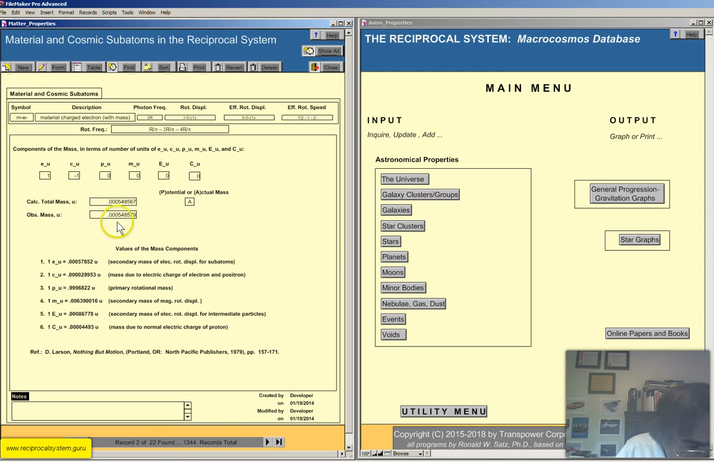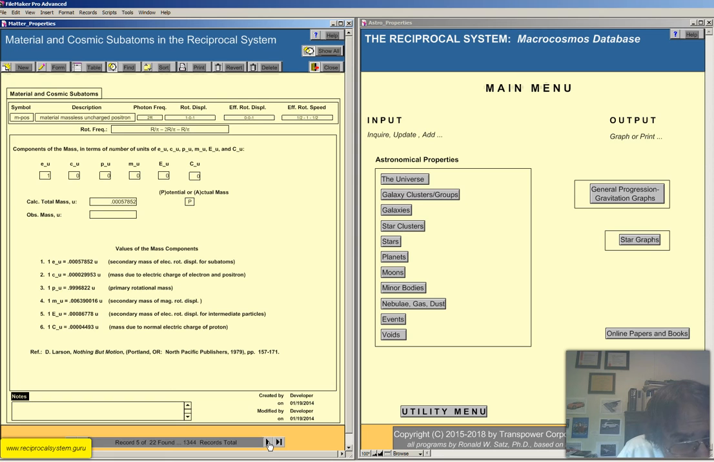Here, this time this becomes actual, because if we combine the secondary mass of the electric rotational displacement with the mass unit electric charge, electron and positron, and this one's actually subtracted out, then we get the final answer, 0.00054857. And then here's the observed, which is obviously very close. Okay, and then you can see the rest of these. Here's the cosmic electron with a plus charge.